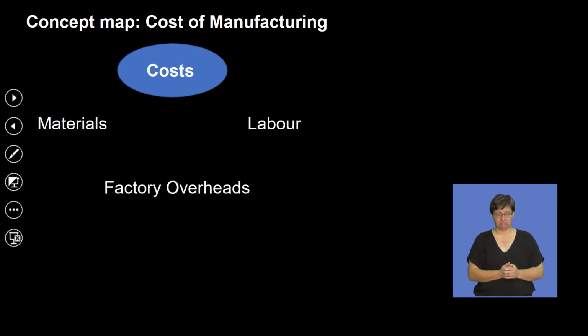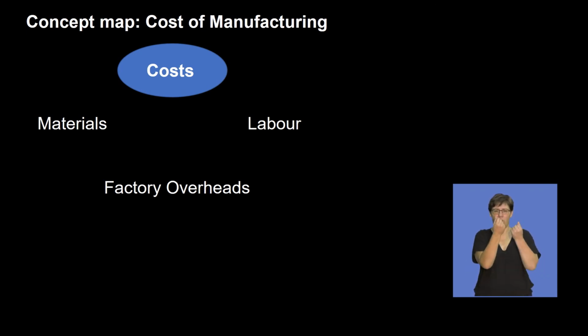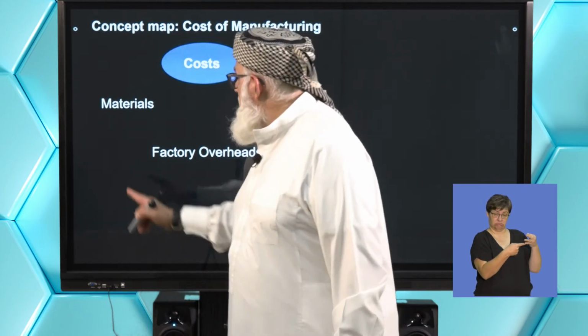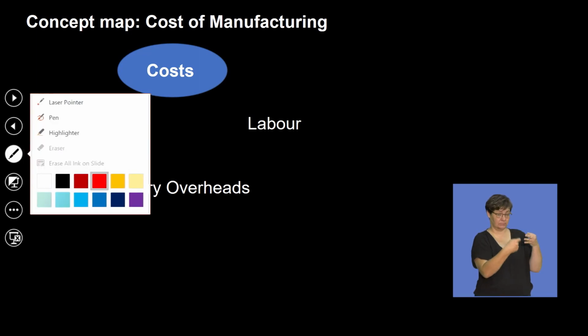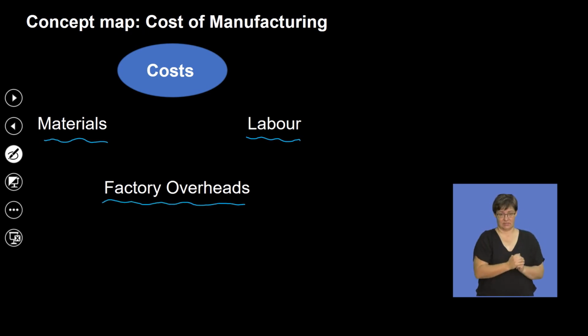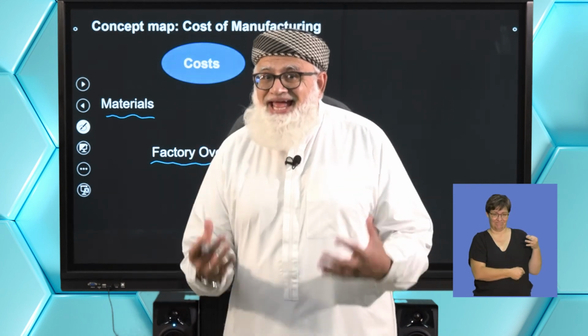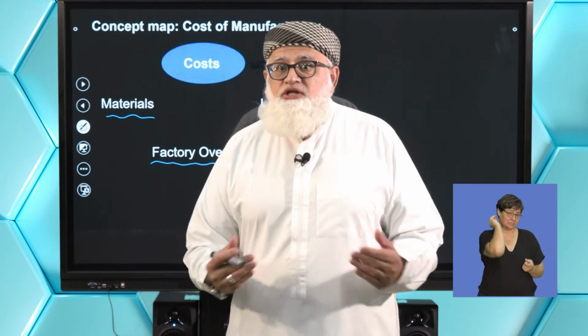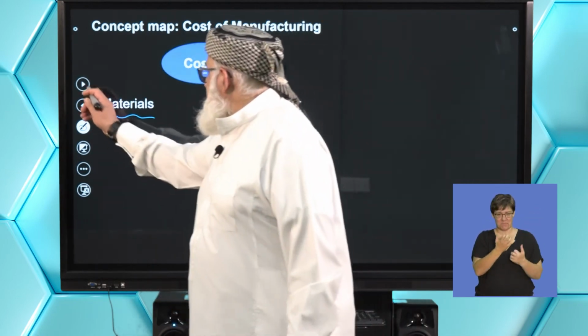Remember when we talked about the costs that go into making a product? We said the three components that you will concentrate on will be your materials, right? That's the cost components. Number two, your labor. And number three, your factory overheads. Right, so now you've already got a good understanding of your cost components. Keep that in mind as we go into working out a particular question.